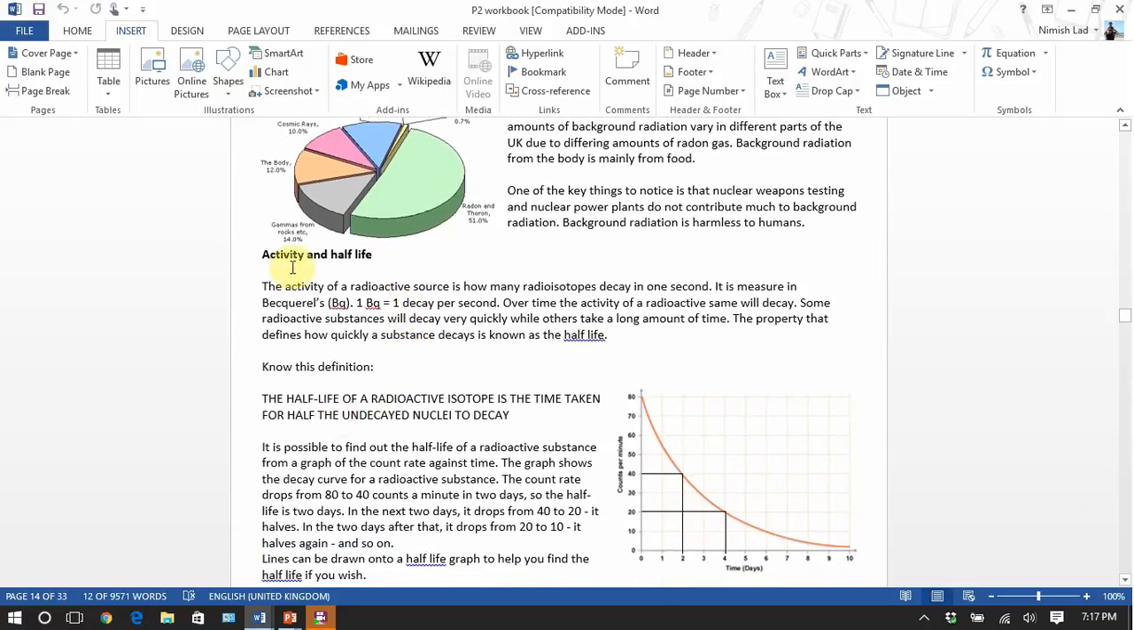So here we go, activity and half-life. The activity of a radioactive source is how many radioisotope decays occur in 1 second. It's measured in becquerels, Bq. If you ever see that, don't worry, that just means it's 1 decay per second.